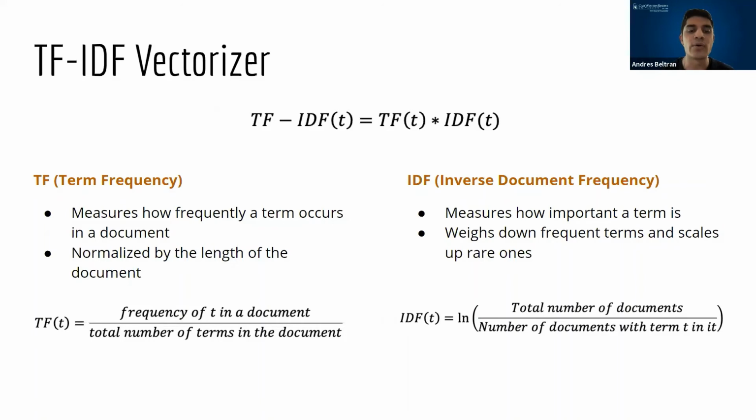The second part is the IDF, or inverse document frequency. This one measures how important a term is by weighing down frequent terms and scaling up rare ones. So the definition for the IDF is going to be the natural log of the total number of documents we have divided by the total number of documents with a term or token T in it.